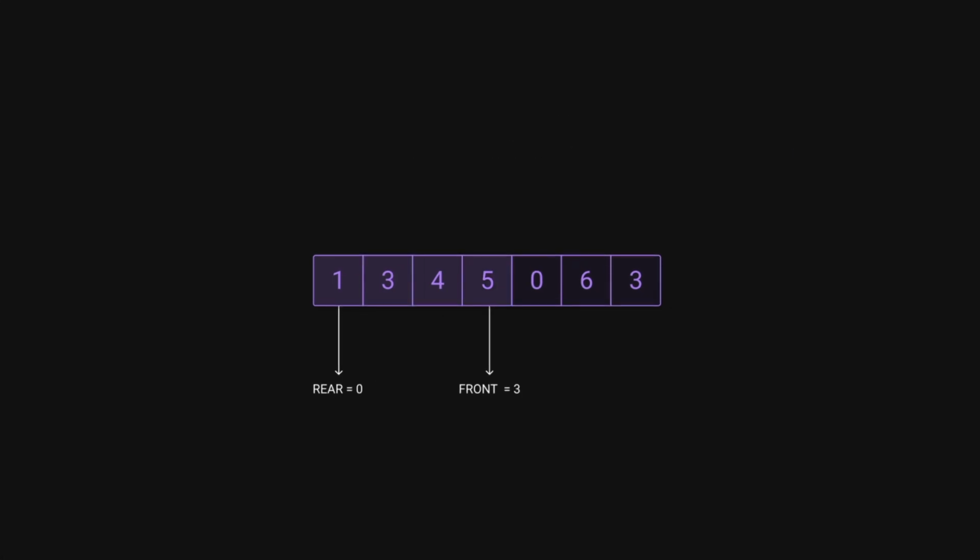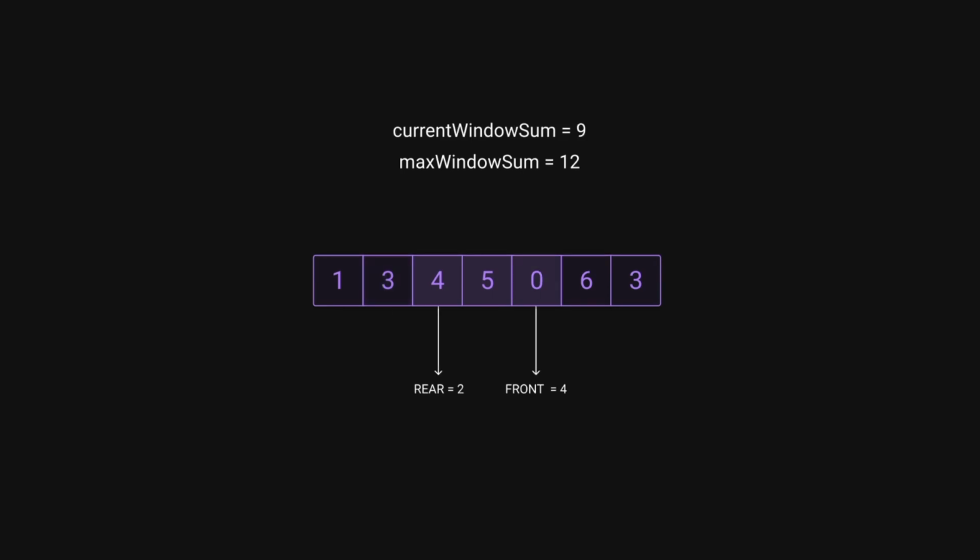If we expand the window again, the current window sum becomes 13, but we no longer satisfy the window length constraint. So we remove the element at rear from current window sum and we shrink the window by moving rear pointer forward. The constraints are satisfied again, so we update max window sum to 12 since 12 is greater than our previous max till now, which was 8. We repeat the process: add the element at front, remove the element at rear, update rear, compare with the previous max. Finally, we stop when we can't move forward anymore.